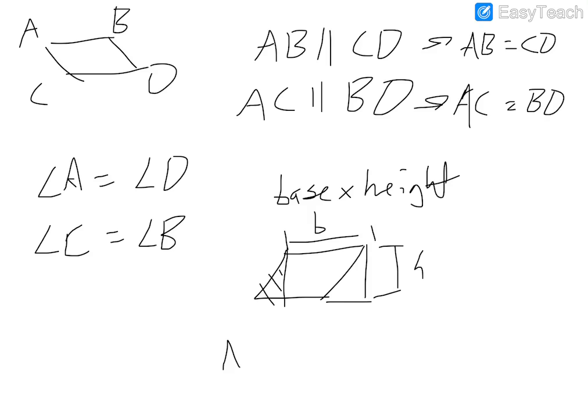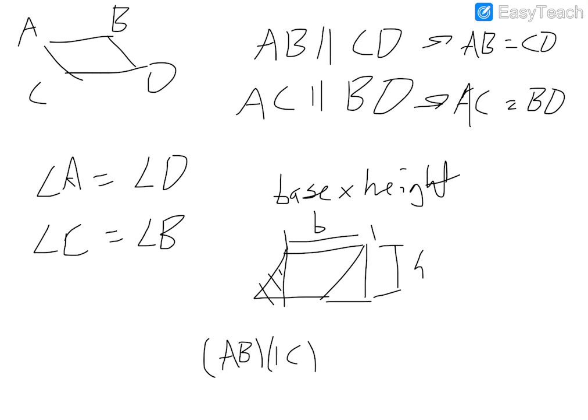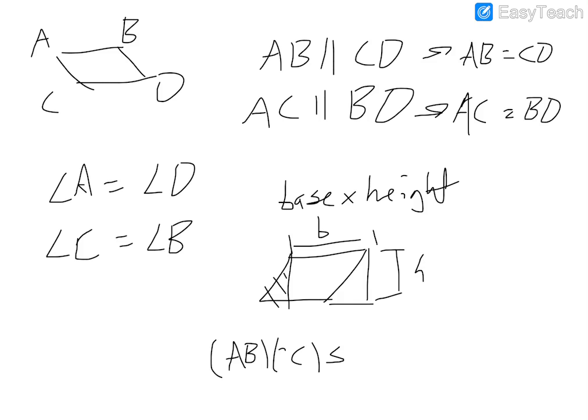It's also equal to AB times BC sine B. Not BC, actually it's BD. So basically this side times this side multiplied by the sine of this angle here.